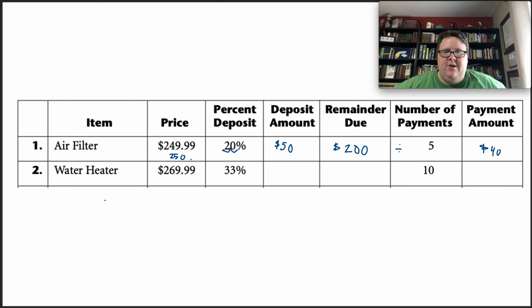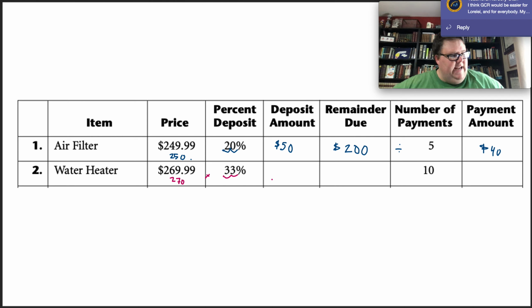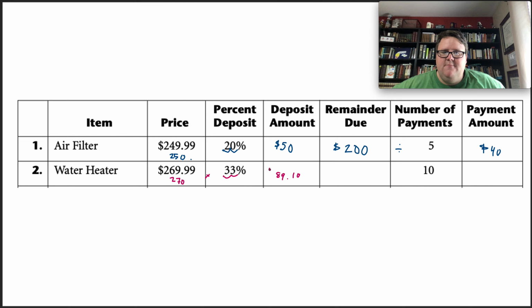The water heater is $269.99. So we're going to say 270, right? 270 times 0.33. So we're going to multiply these two. 270 times 0.33 is $89.10. Don't forget our money sign. That's a nasty looking money sign. Make it a little bit better. Don't forget your money sign.